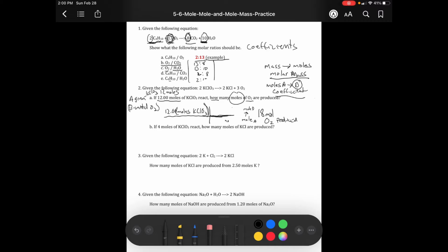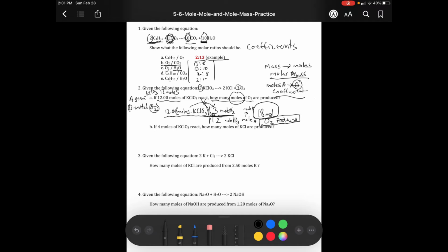So we got moles KClO3, and we pull our moles from here, 2 moles, and then we want to go to oxygen, O2. How many moles of oxygen? So we pull our coefficient, we put that there, 2 moles O2, 3 moles O2. And so all we do is multiply across the top and then divide by the bottom. That's going to give us 18 moles of O2 that are produced. So we just went from moles to moles.